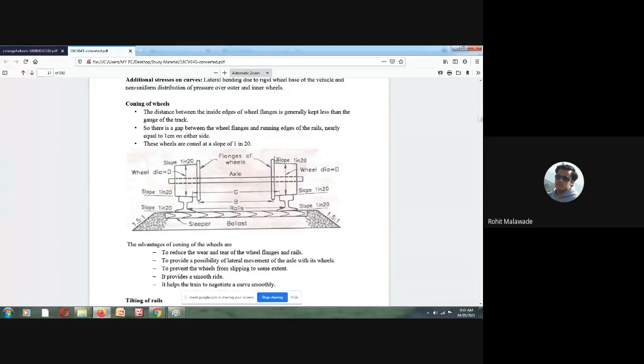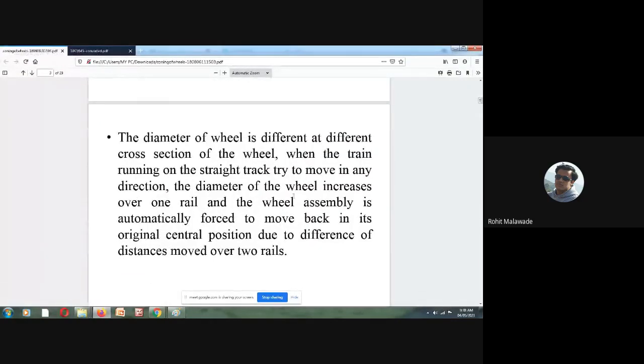In order to avoid the possibility of derailment, we have provided the flange to the wheels. So even if it tries to move out, this flange is going to avoid the derailment, because the rail edge and the flanges are going to collide with each other, and again it is going to come inside. So there is no possibility of derailment whenever we provide the coning. That is the purpose why we provide the coning.